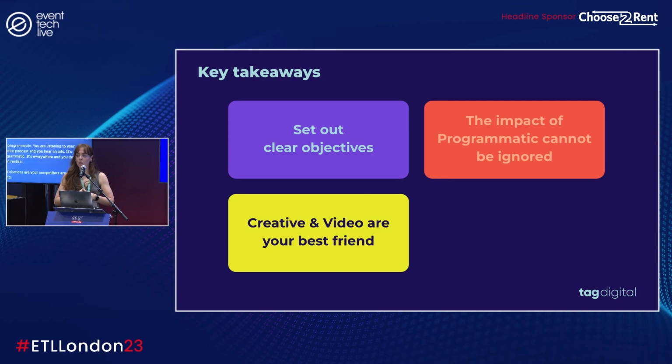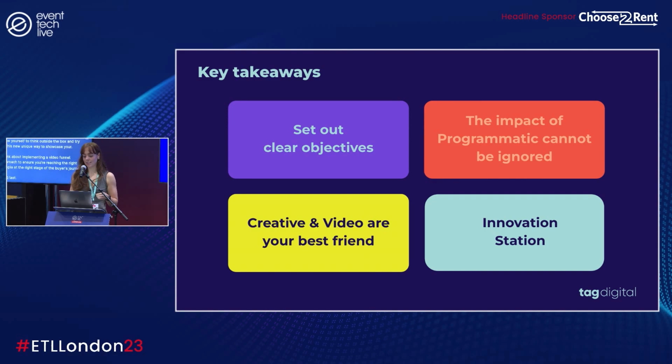Creative and video are your best friends. Get ahead of the curve and trial Gen AI creatives. Allow yourself to think outside the box and trial this new, unique way to showcase your event. Think about implementing a video funnel approach to ensure you're reaching the right people at the right stage of the buyer's journey. And lastly, Innovation Station.